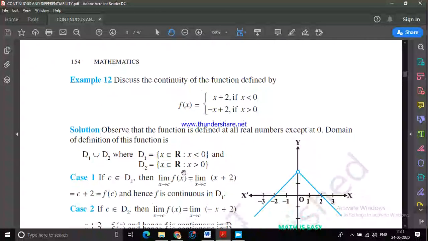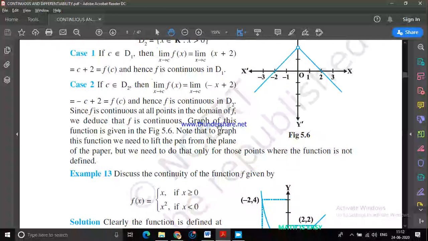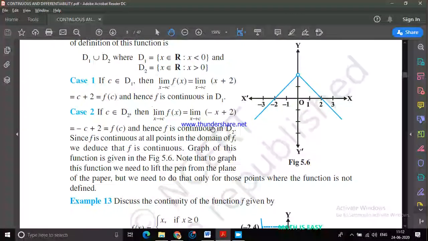Okay. Now here also x is less than 1, 0, x is greater than 0, both are given. So left limit will give me 2, right limit also will give me 2. So I think the function will be continuous. Since f is continuous at all the points in the domain of f, we conclude that f is continuous. I think you can see the graph also. Less than 1, less than 1.